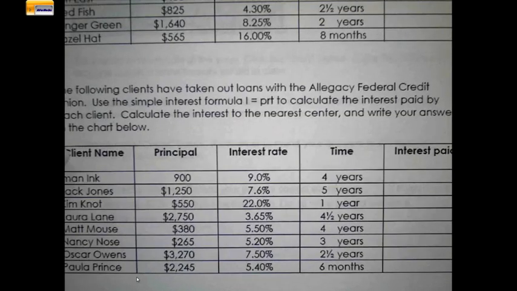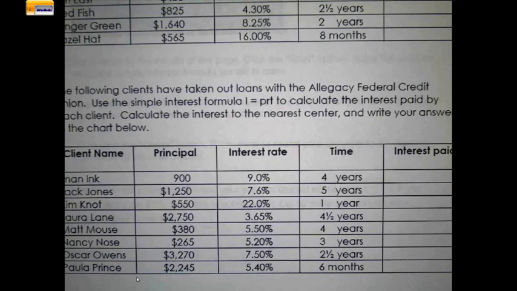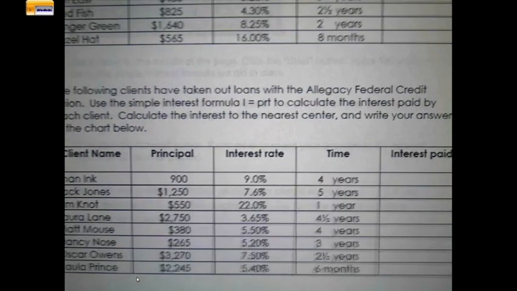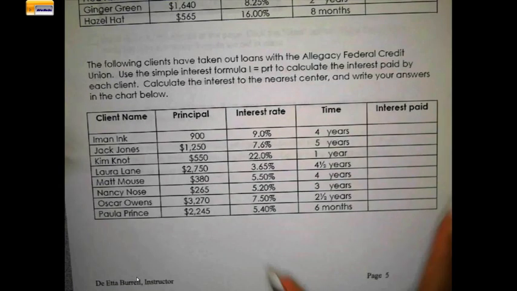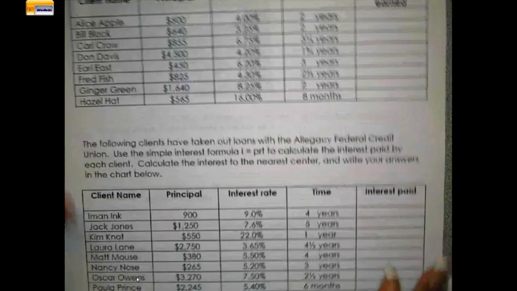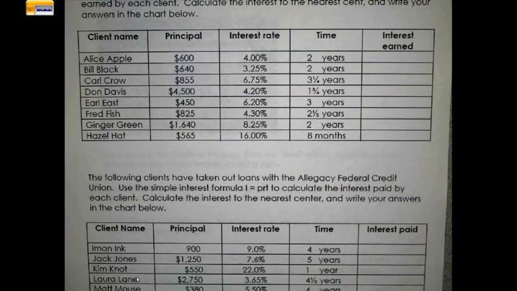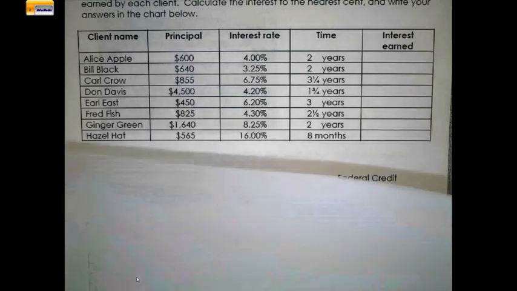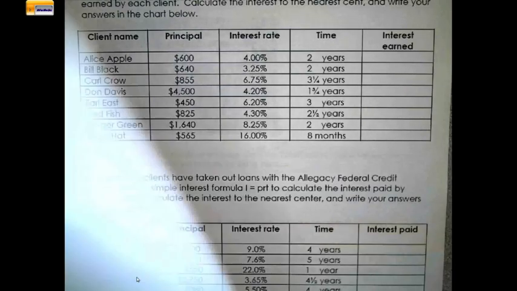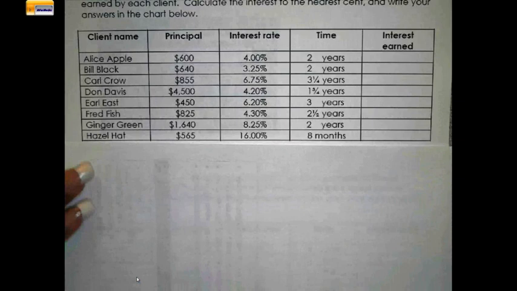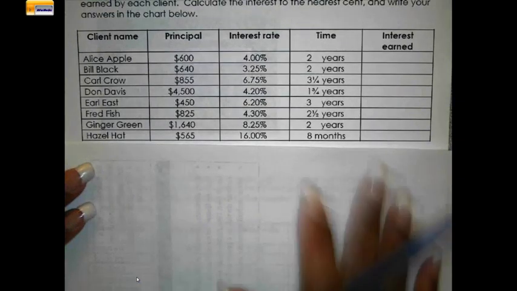So go to the chart on page 5. And let's do some of these that are not so straightforward, like the ones that are less than a year. Let's do one that's less than a year as an example. And then let's do one that's more than a year as an example, with fractions in it. Okay. Let's do this last one in the top chart.